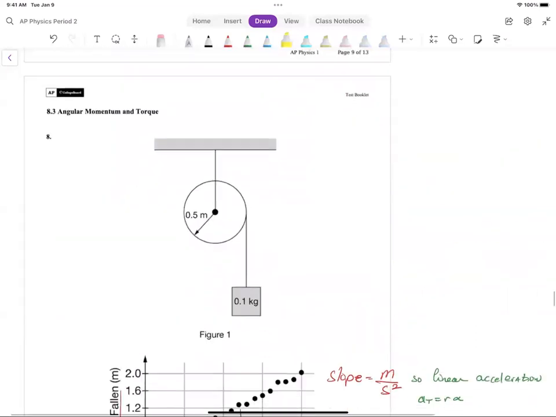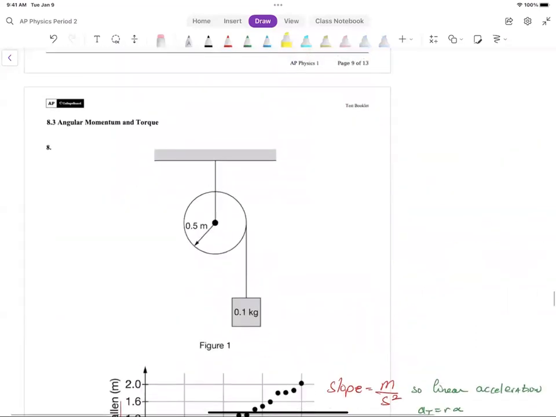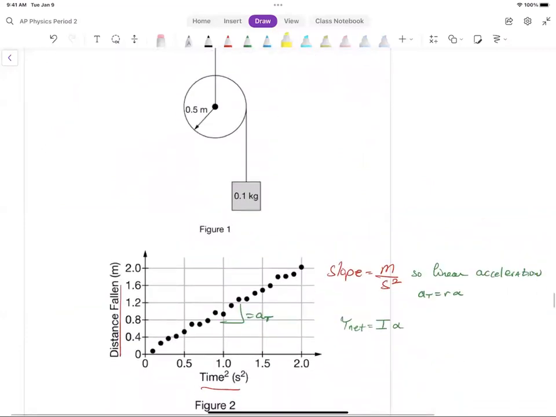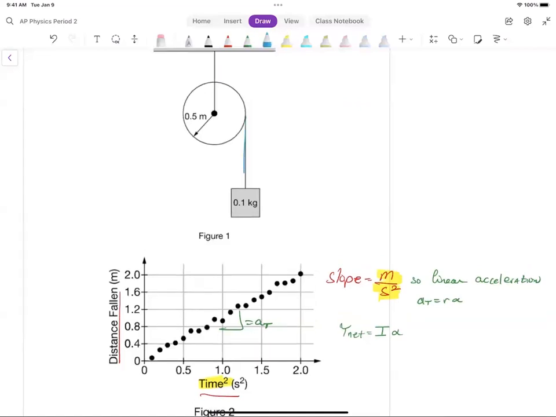Number 8, I've got a disc that has a mass hanging on it. It's going to put a torque on that. Distance fallen: the disc falls some distance over time squared. Notice the units here, t squared. All right, I've got a straight line. The slope is meters over second squared. That's the acceleration of that disk. That is the linear acceleration of that disk.